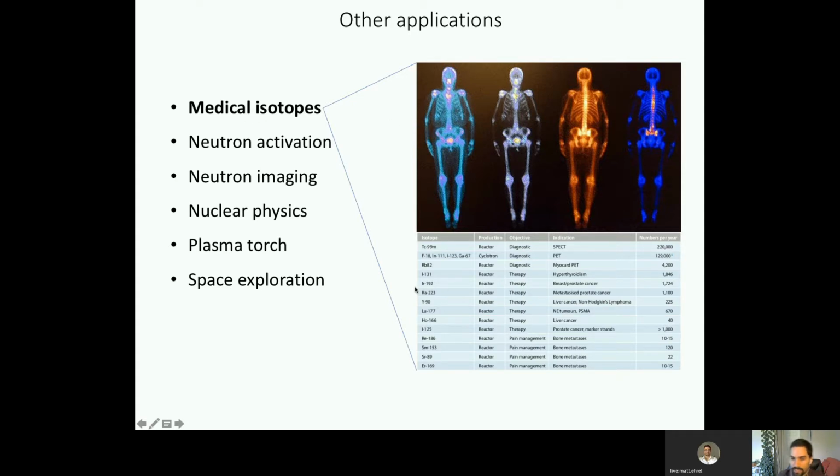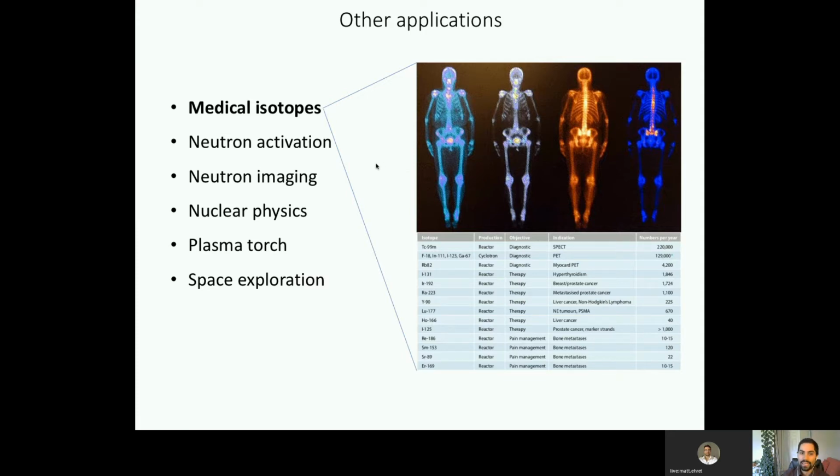In modern medicine, we use different types of radioactive isotopes for different purposes, like diagnosing specific types of diseases or specific areas in the body, or treating special cancers, things like that. So there is a wide variety of medical isotopes, and all of them have to be produced in a nuclear reactor.